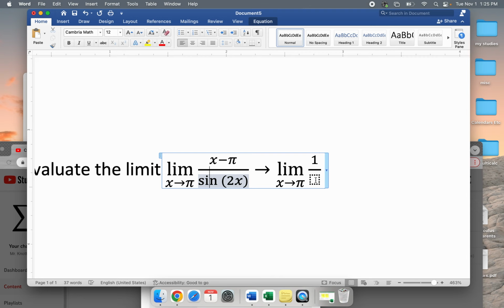The outside function is sine blank, so the derivative of sine blank is cosine blank. What goes on the inside? Just the original inside function, 2x. But then we have to multiply by the derivative of the inside function, which is 2.